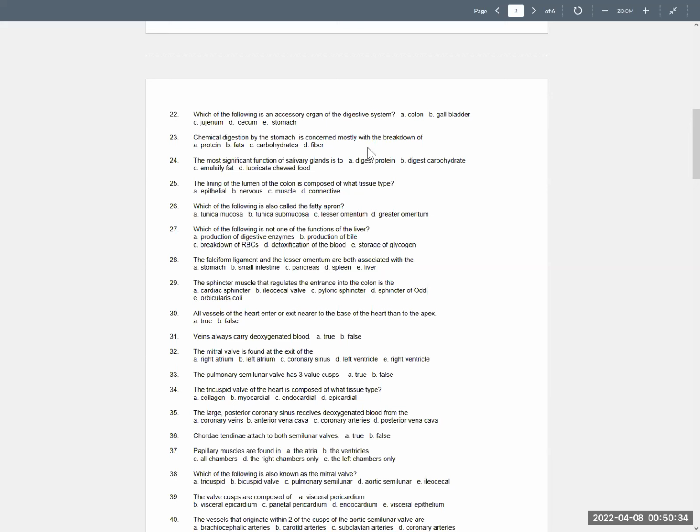Chemical digestion in the stomach is concerned primarily with the breakdown of, the answer here is protein. I wanted to be sure in this kind of question that somebody could distinguish between chemical and mechanical digestion. The stomach mechanically digests everything. The most significant function of the salivary gland is not a digestive function, but to be a lubricant so that we can chew and swallow food.